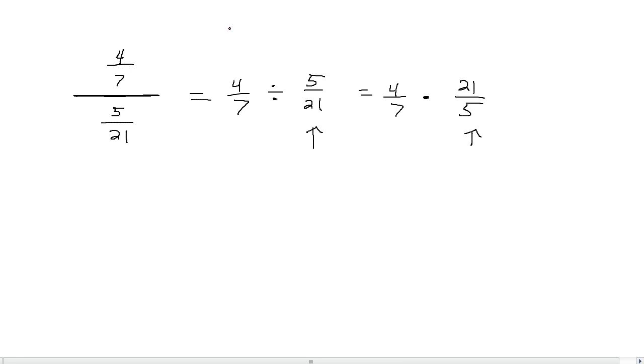And once you turn it to multiplication, you're welcome to do any canceling that you see. And so my answer for this problem would be 4 times 3, which is 12, over 1 times 5, which is 5.